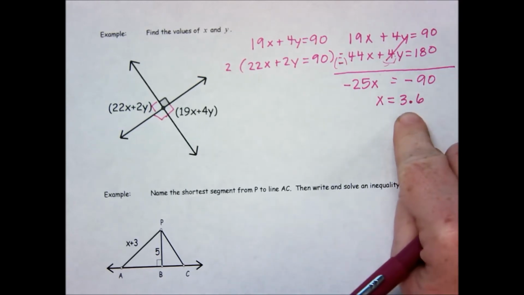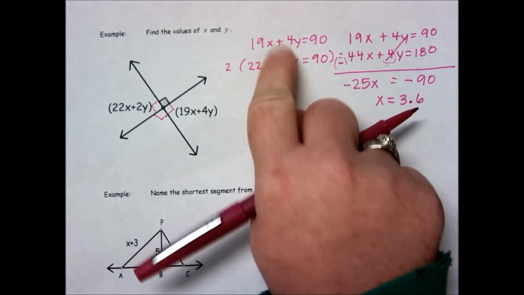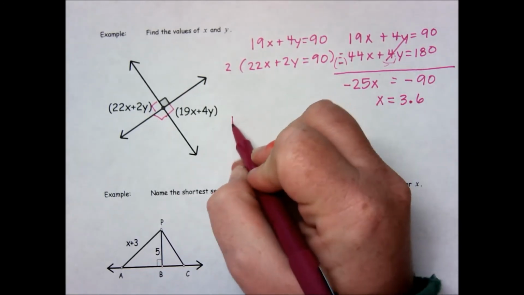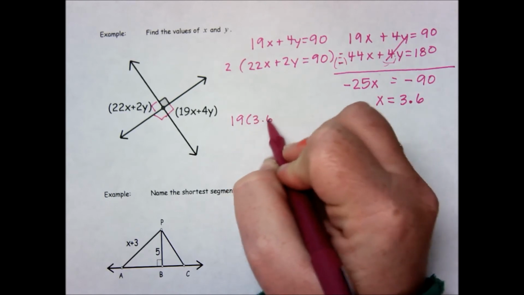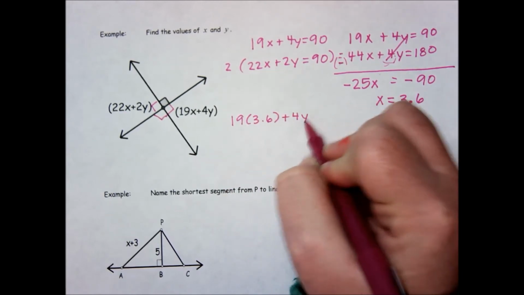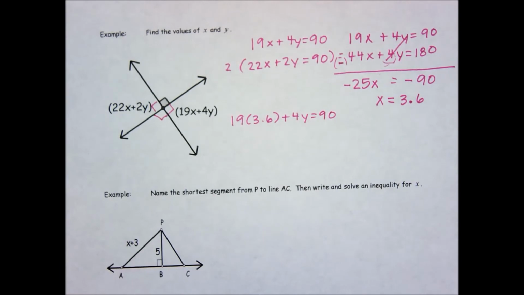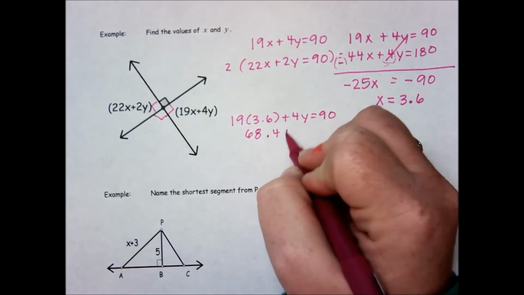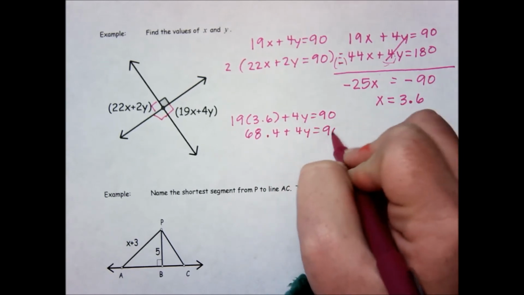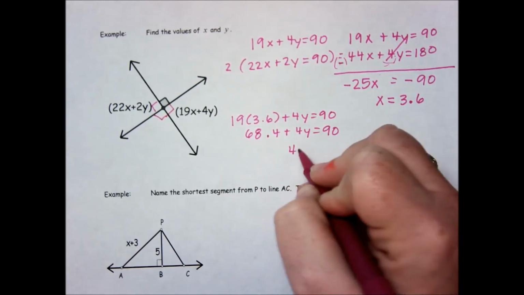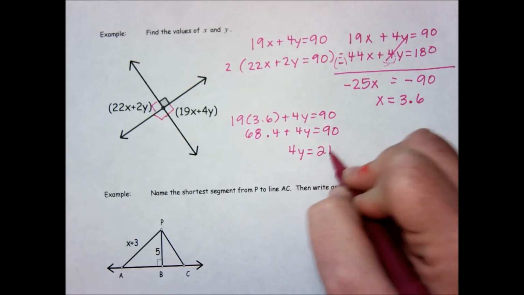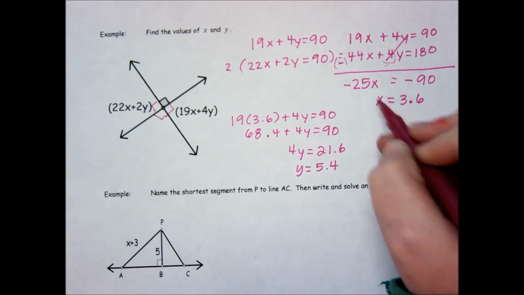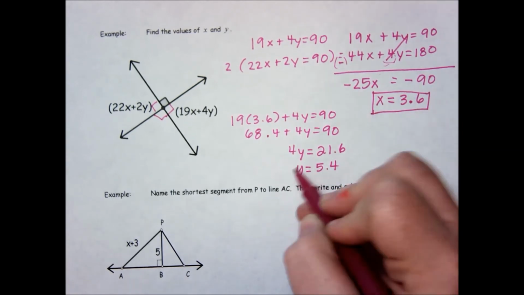So now that I have my x value, I can plug it into either equation and find my y value. So I'm going to use the top one. 19 times 3.6 plus 4y equals 90. So when I solve, I get 68.4 plus 4y equals 90. And then 4y equals 21.6. So y equals 5.4. So I have an x value and I have a y value.